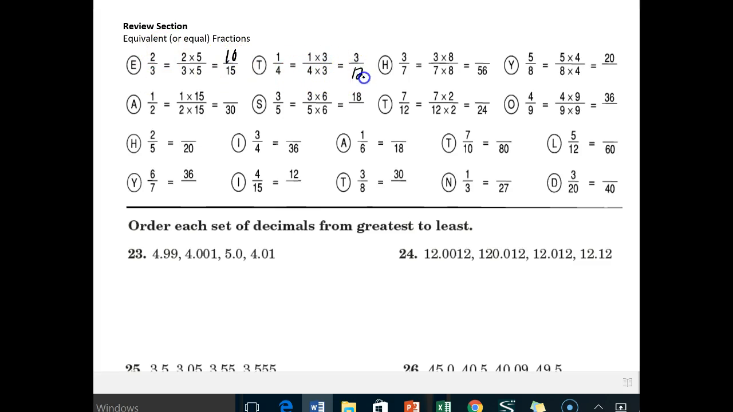4 times 3, 12. 3/12 is equal to 1/4. 3 times 8 is 24. 24 over 56 is equal to 3/7. And then you keep on doing this. Let's go down to these ones here.